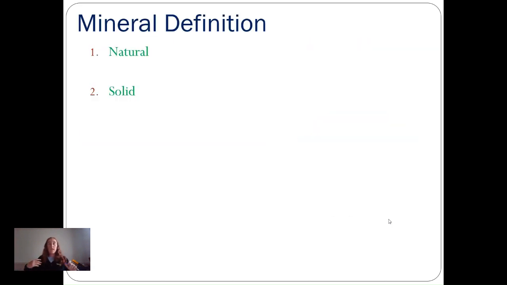So if you ask a geologist what a mineral is, a geologist is going to list 5 things that it has to satisfy. If you have a substance and you're trying to determine if it's a mineral or not, there are 5 criteria that it has to satisfy for us to call it a mineral. So let's go through these 5. First, it has to be natural. So it can't be man-made.